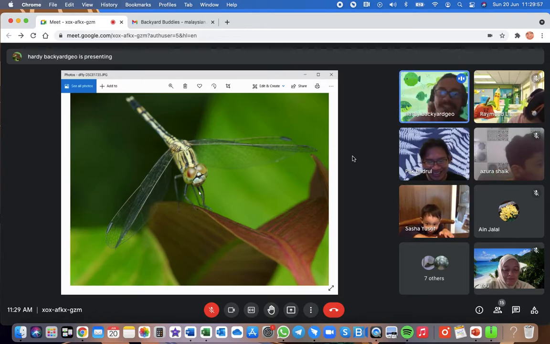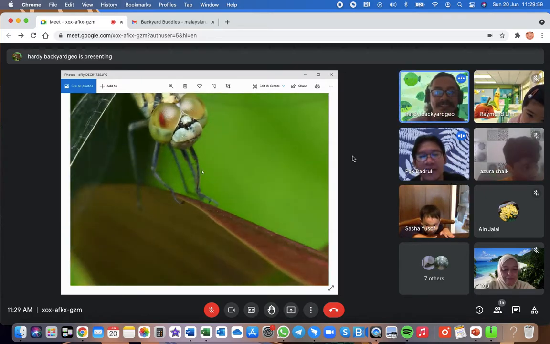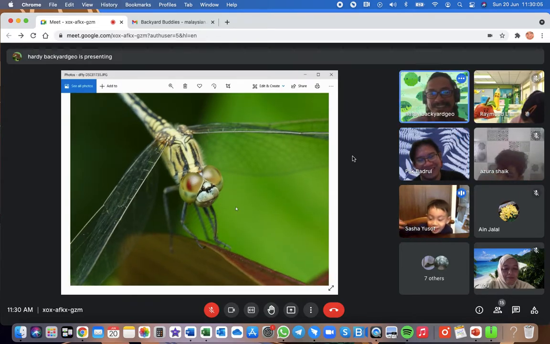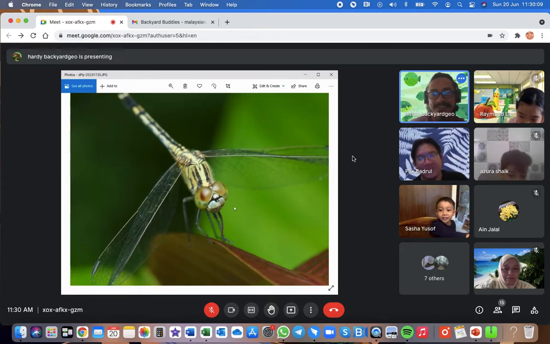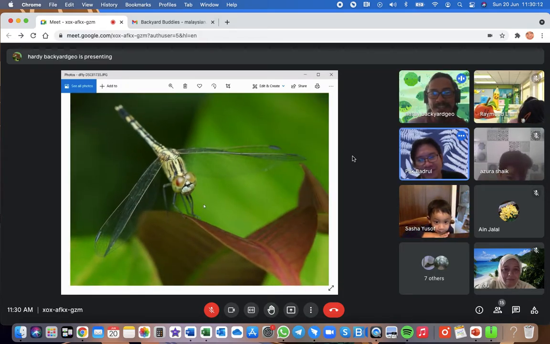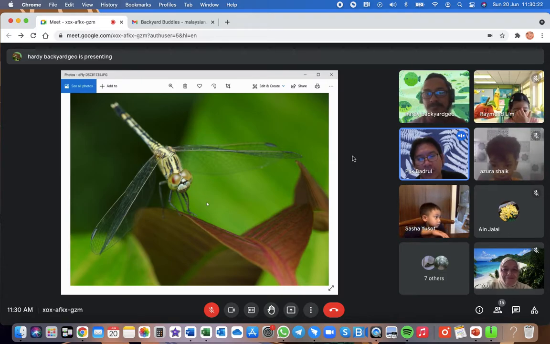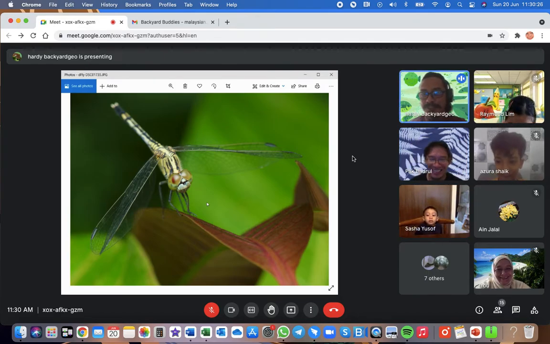Dragonfly. How fast can a dragonfly fly? They are the fastest flying insect, right? Actually, they can fly almost 100 kilometers per hour. Like what cars? Ferrari, Mustang, Proton.